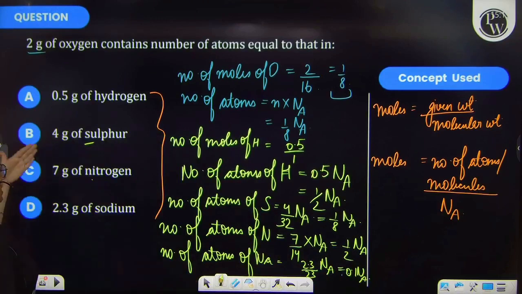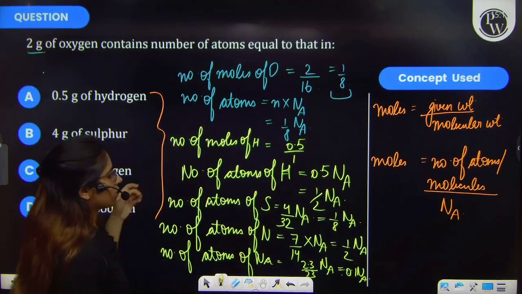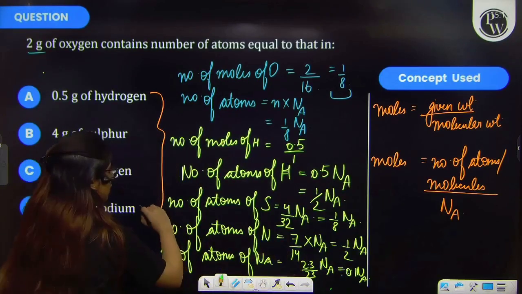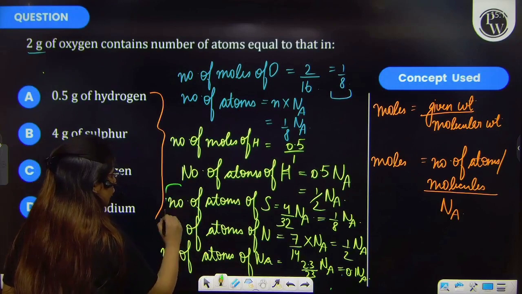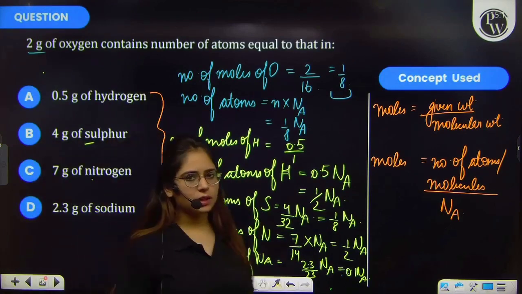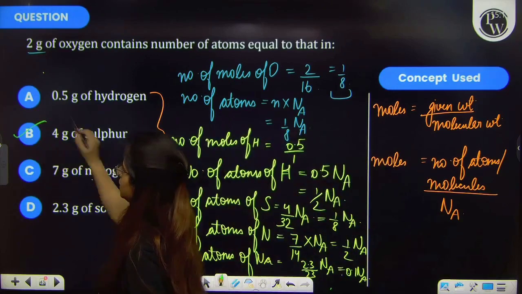अब हम देखते हैं इसमें से किसके atoms मैच कर रहे हैं इन ऑप्शंस में से. So we have got 1/8 Na for oxygen और यहाँ पर 1/8 किसका आ रहा है? It is for the sulfur, right? For sulfur it is same to that of number of atoms containing in the oxygen. And so therefore the correct option is B, right?